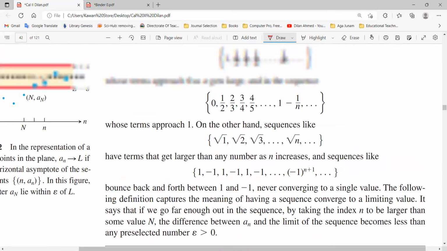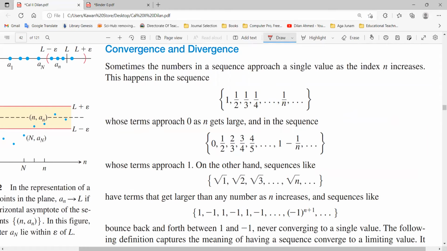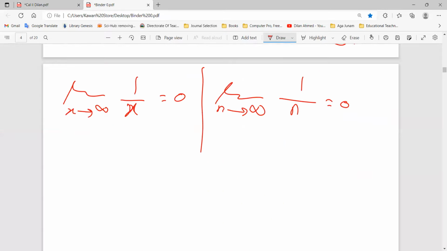Yes. x could be anything, so 2, 5 over 4, but n is a natural number. Good. So that's why in sequence we use natural numbers. But in x, as I said, it could be anything. So that's okay. Also the graph is also. Okay, I got it. Thank you.